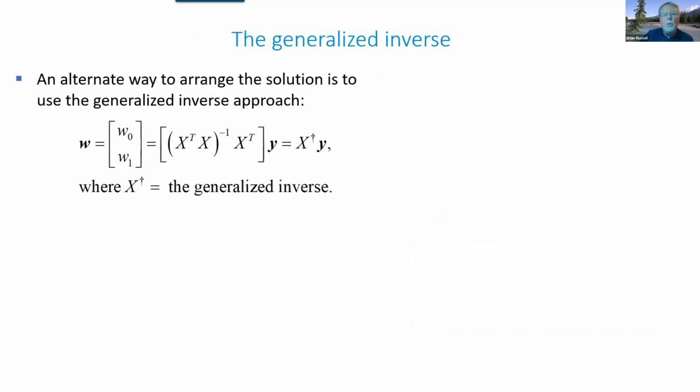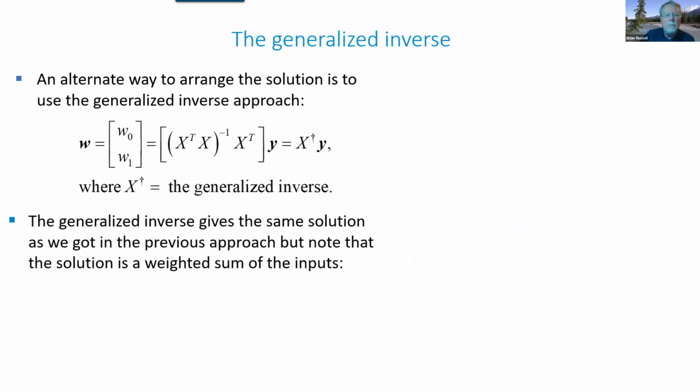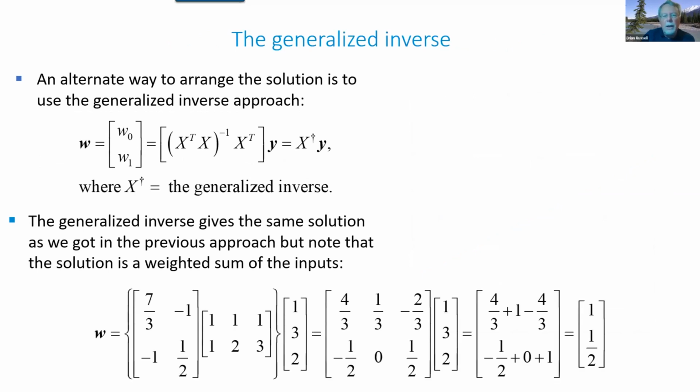All right, so an alternate way to arrange the solution is like this, where it's the same solution, but now I'm grouping the terms differently. I'm going to group the terms X transpose X minus 1, X transpose, into one group called X dagger, which is the generalized inverse, or sometimes called the Moore-Penrose inverse. And the generalized inverse will give us the same solution as we got in the previous approach, but the solution has a different interpretation.